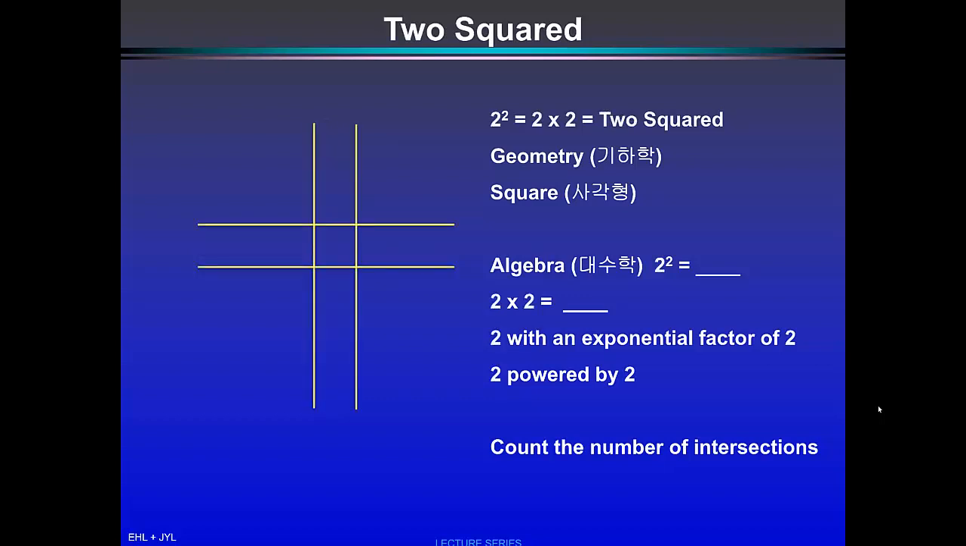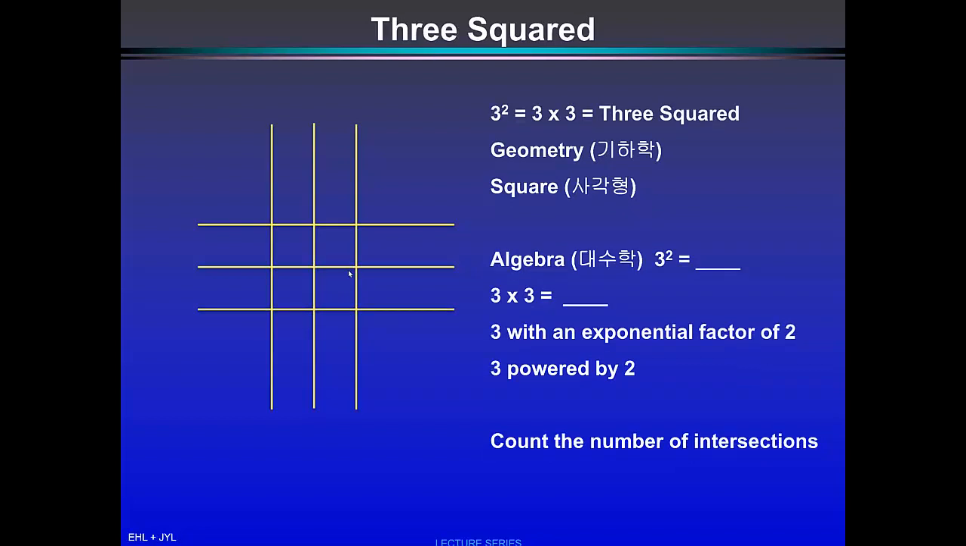When you draw two vertical lines and two horizontal lines and multiply them out, you get 2 squared, which gives you the geometry of a square, 2 squared, or 2 with the exponential factor of 2, or 2 power by 2. And if you count the number of intersections, 1, 2, 3, 4, that gives you a value of 4.